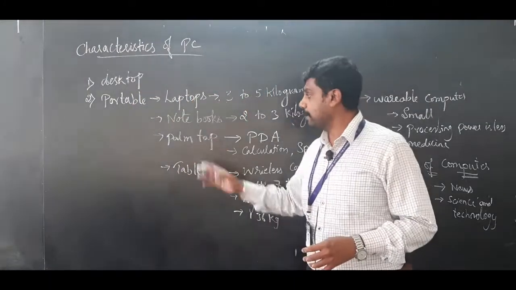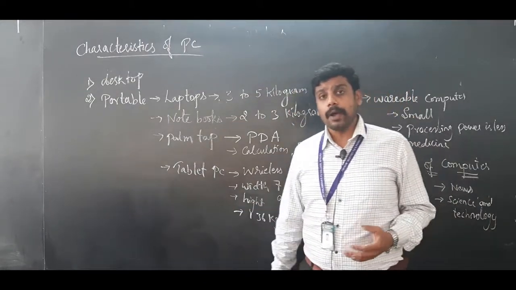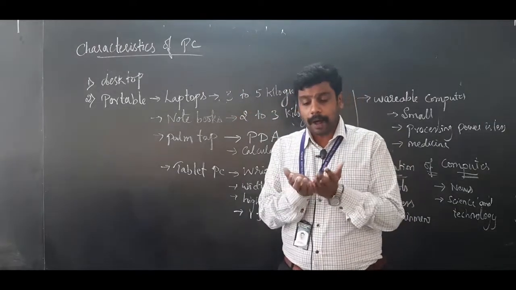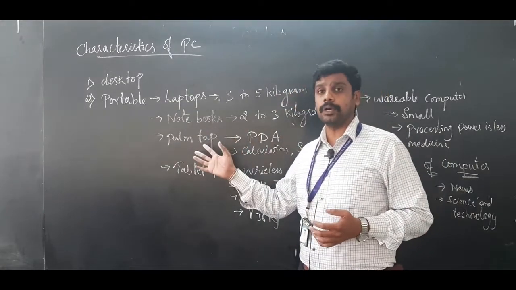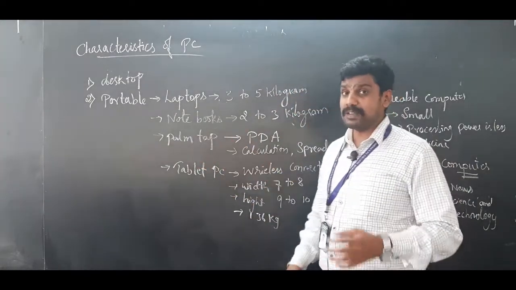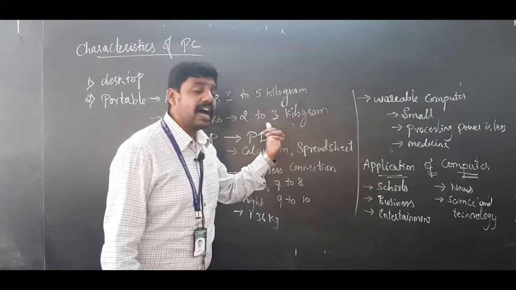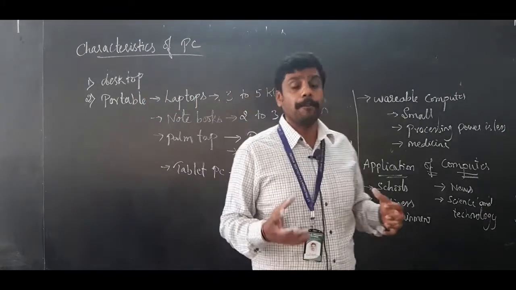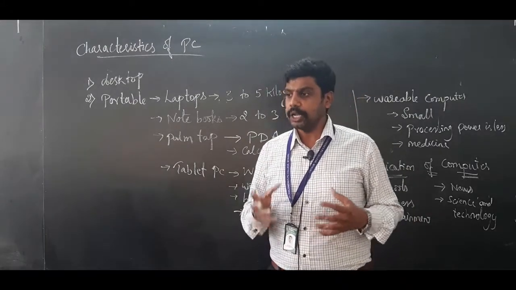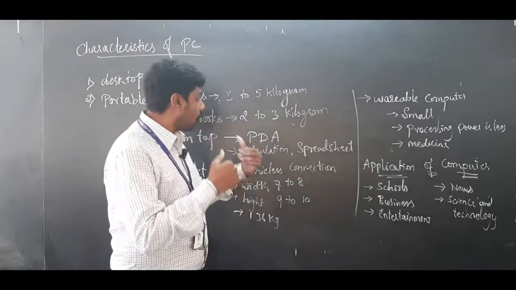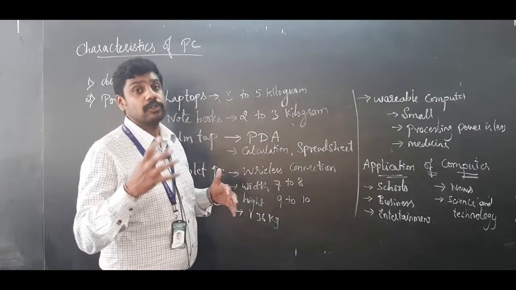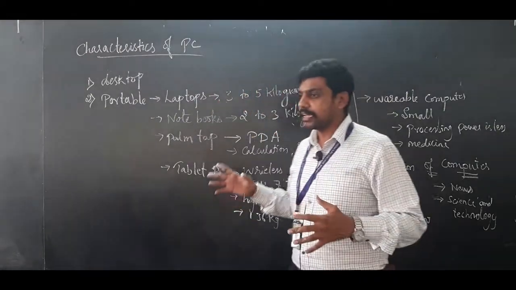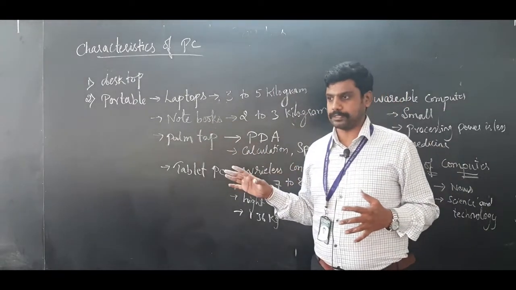Now next is the palm tab. What is this palm tab? The computer we are using will be the size of our palm. That is why it is called palm; the computer is available in that small size. Therefore, it is mainly used as a personal digital assistant, where it has the capacity to perform calculations, spreadsheets, and word processing. What a desktop can perform, this palm tab can also perform, powerfully and with the fastest execution.